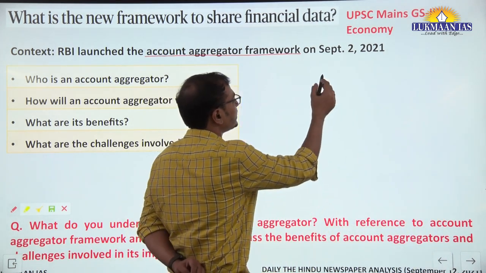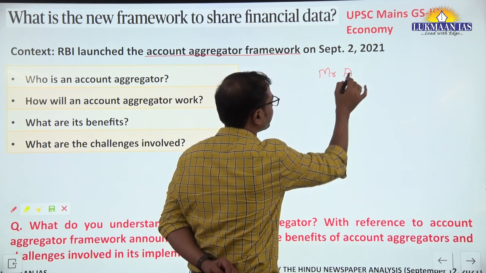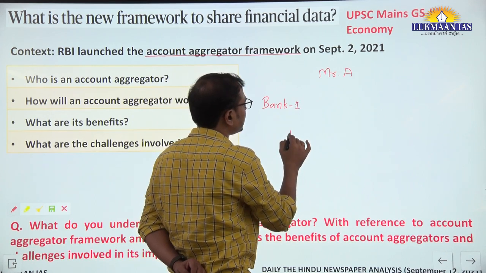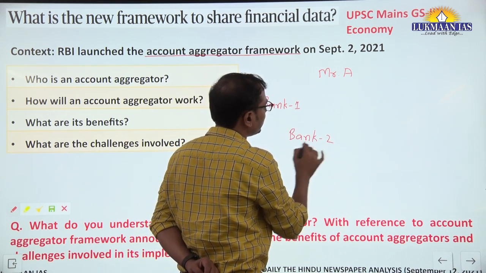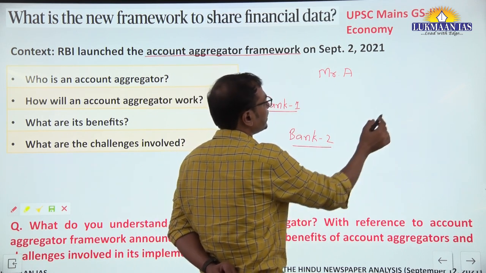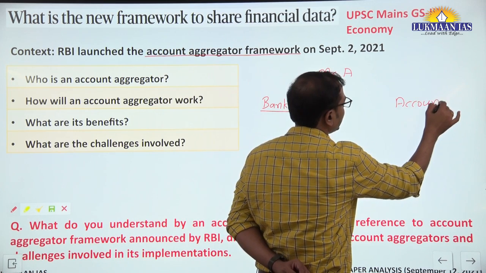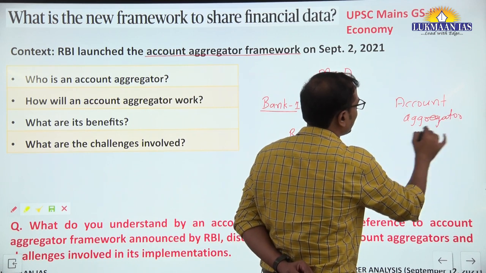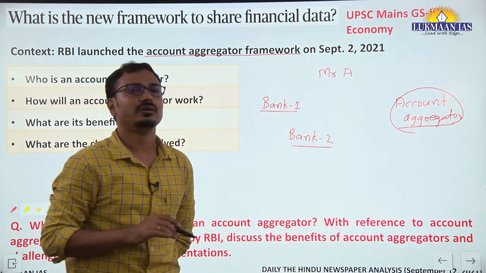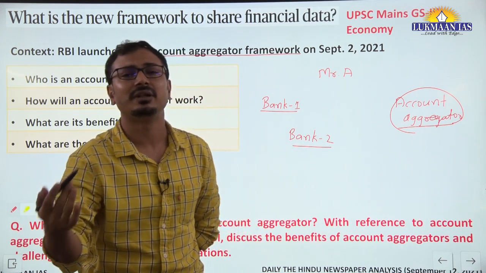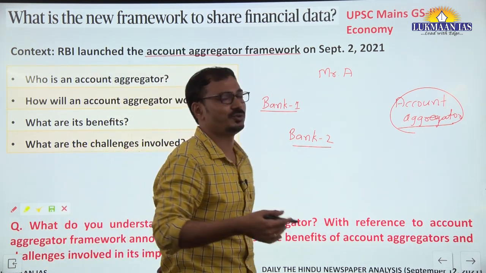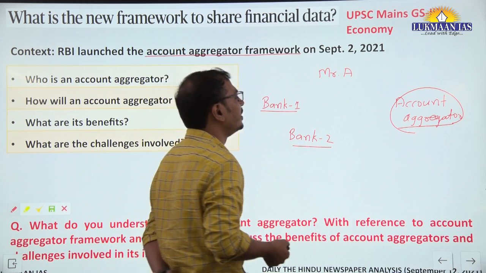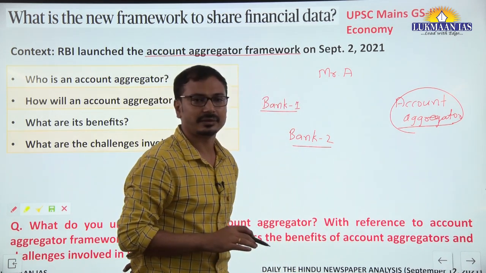Yes, let me give you some example. Let us suppose this is Mr. A, and Mr. A is having accounts in different banks, suppose 2 banks. Okay, and there is one financial entity, which will be called an account aggregator, which will receive a license from RBI to be called an account aggregator. It can be any bank, NBFC, or even a private company. For example, virtual payment companies like PhonePe, Paytm, Google Pay, right? So they will be acting as account aggregators.